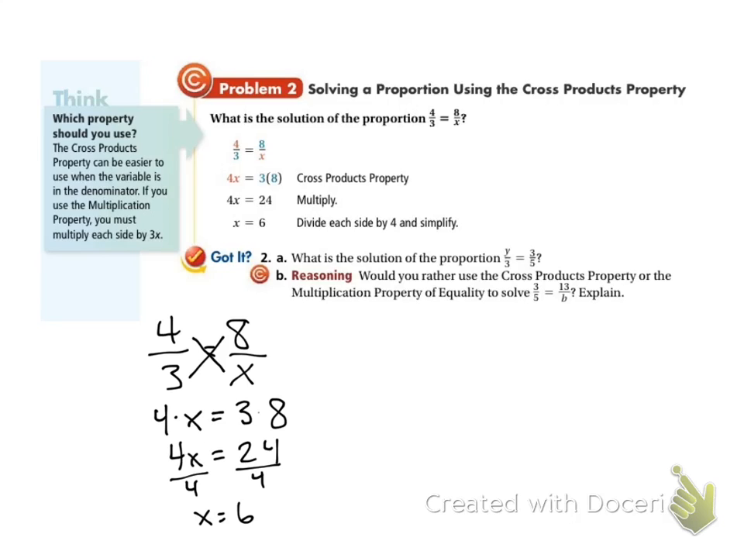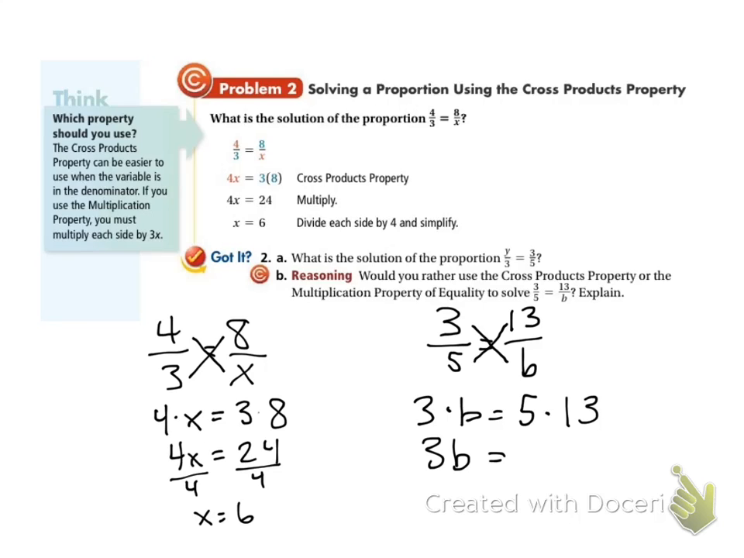And let's try another one. 3 over 5 equals 13 over b. I cross multiply. 3 times b equals 5 times 13. So 3b equals 65. Now it just looks like a regular equation. I can divide both sides by 3. And I get b equals 21.6 repeating.